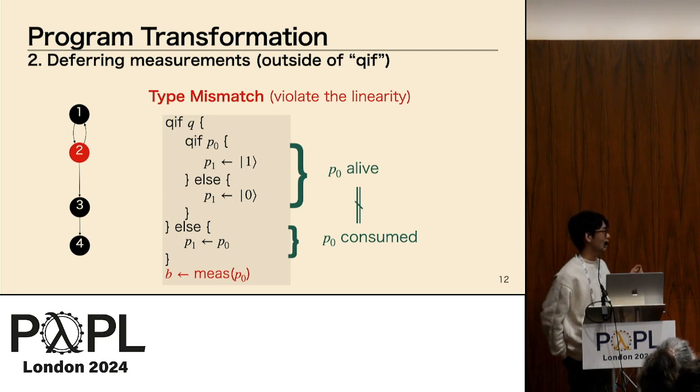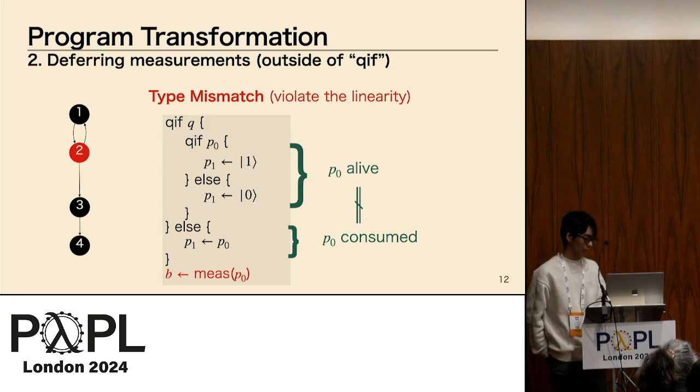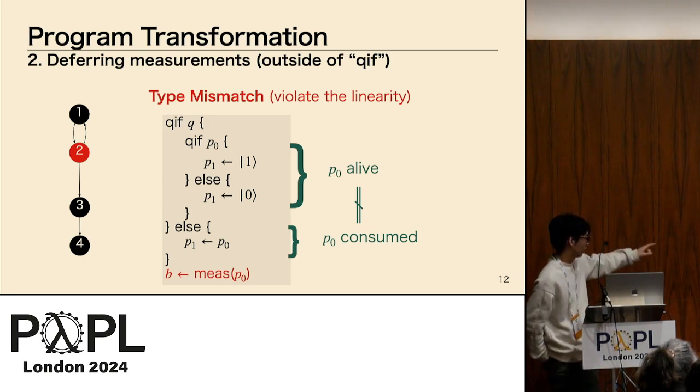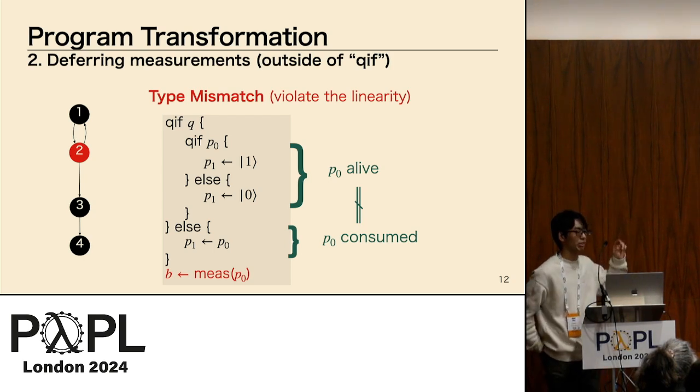The problem is a type mismatch. Looking carefully at this program, P0 in the then clause is not consumed because it's only used as a condition of the quantum if. But looking at the else clause, P0 is renamed to P1, which means that P0 is already consumed after applying this else clause. So P0 is used differently in the then clause and else clause, which is a problem. After running this else clause, we have to use P0 again, which means that we want to use P0 twice.